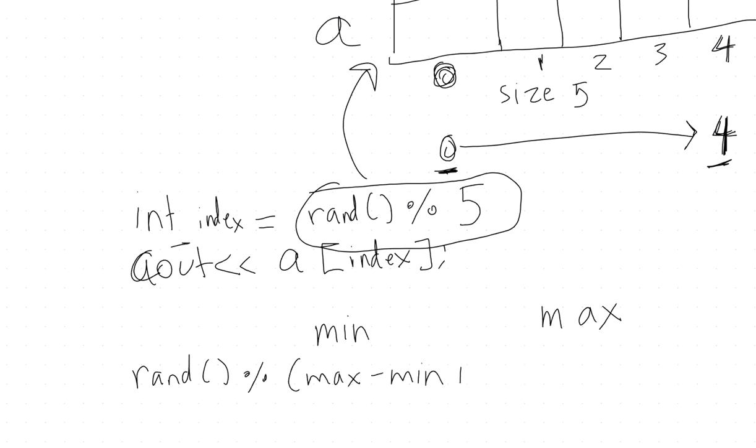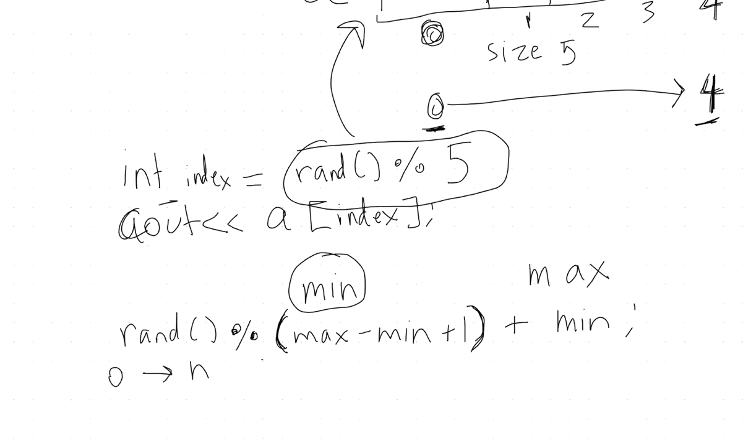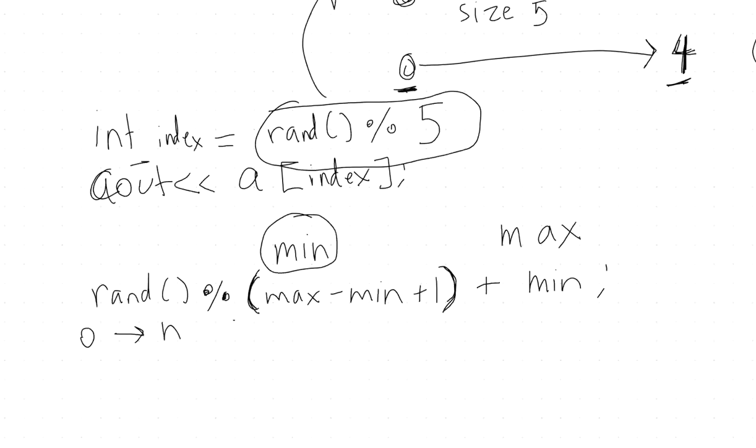So you want to keep this part in parentheses because when you mod by this number, it'll give you a range between 0 and this number minus 1, 0 to n. And then when you want to bring it up to the minimum, you want to add min onto that. So this is the general formula you want to use for random numbers.